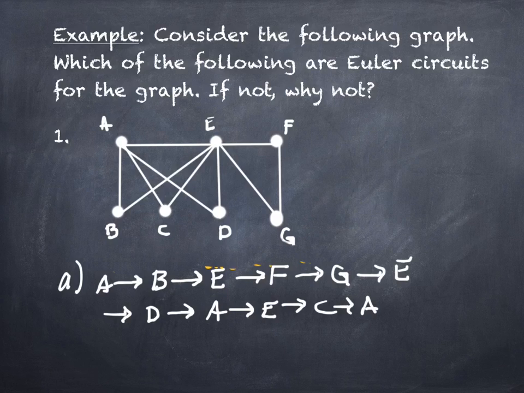So does A go to B? Yes. Does B go to E? Yes. E to F? Yes. F to G? Yes. G to E? Yes. E to D? D to A to E? E to C? And C to A? Sure did. Did it work? Yeah. Did I cross everything? You did. I think I did. Yeah, I think it worked.